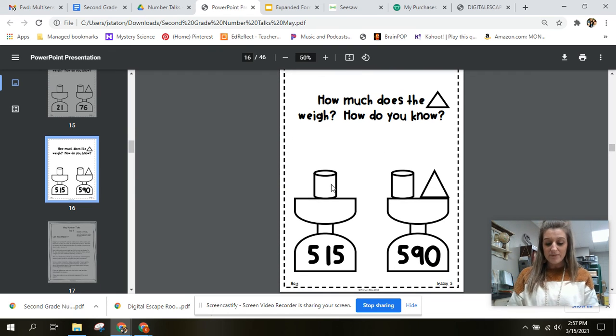Wow, that was a lot of thinking, but I hope you guys are able to use some of that to help you with your balancing equations and comparing numbers this week.